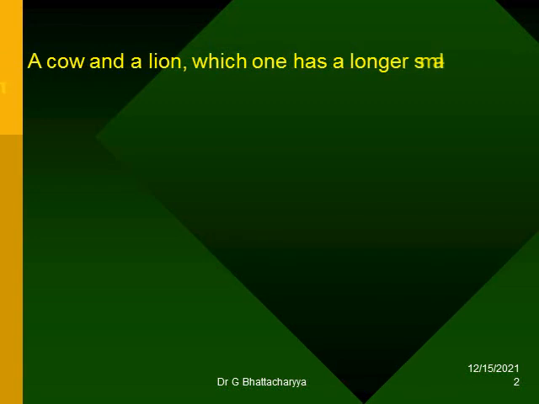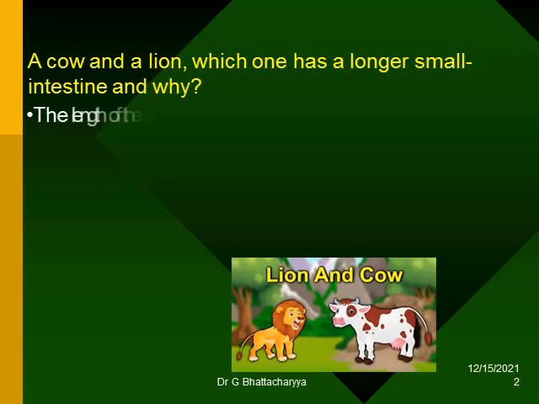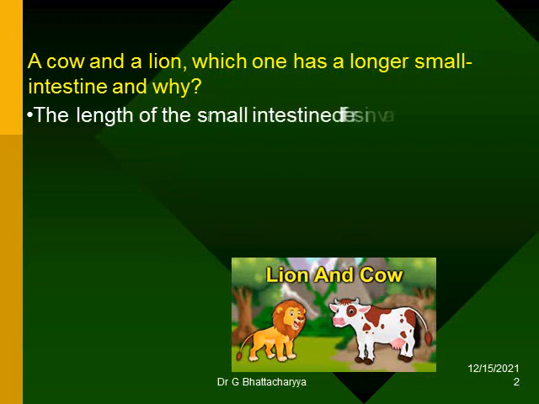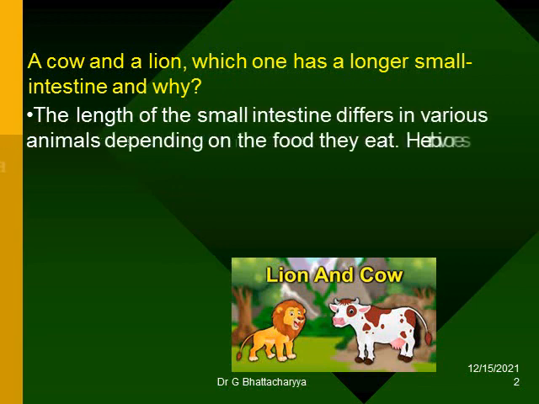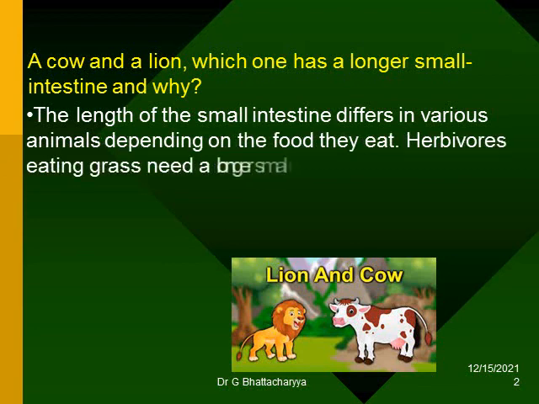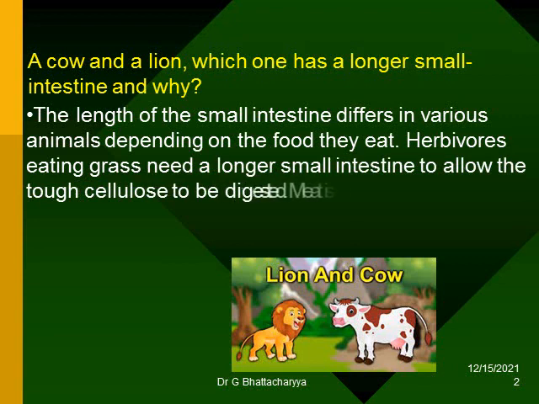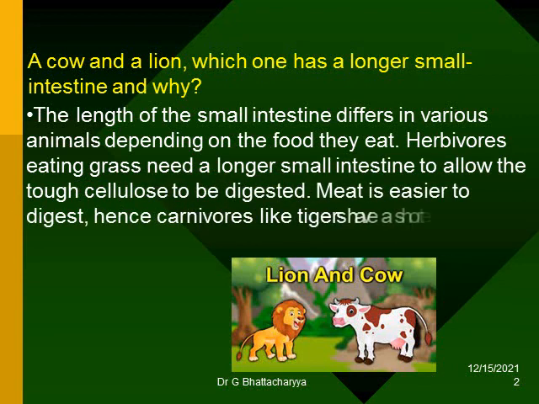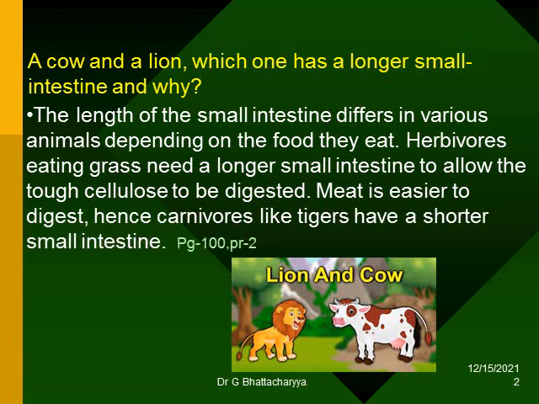A cow and a lion. Which one has a longer small intestine and why? The length of the small intestine differs in various animals depending on the food they eat. Herbivores eating grass need a longer small intestine to allow the tough cellulose to be digested. Meat is easier to digest, hence carnivores like tigers have a shorter small intestine.